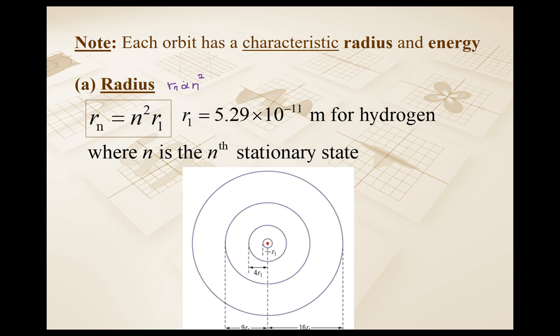And yeah, just to give an illustration of what this would look like. So this orbit here would be n equals 1. This one would be n equals 2. This one would be n equals 3. And what I can see is that the spacing is progressively getting bigger and bigger between the orbits. And again, that's due to that direct square relationship between the radius of the orbit and the stationary state that you're actually looking at.